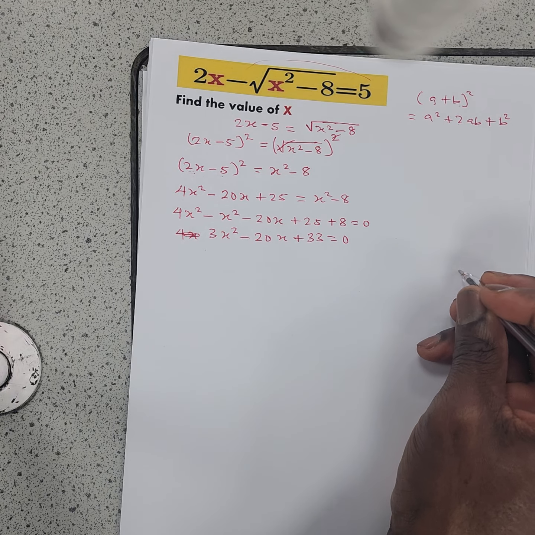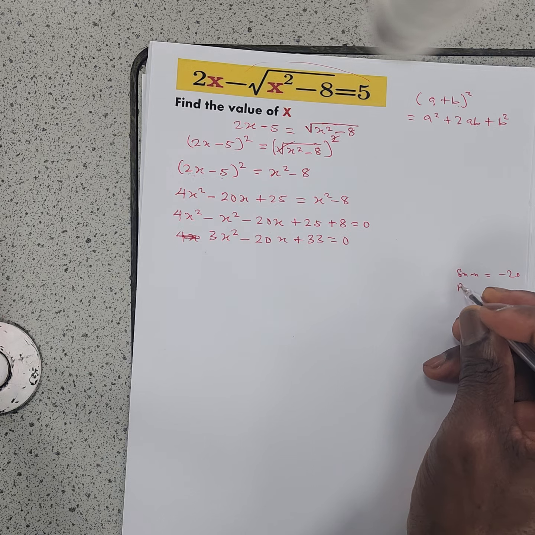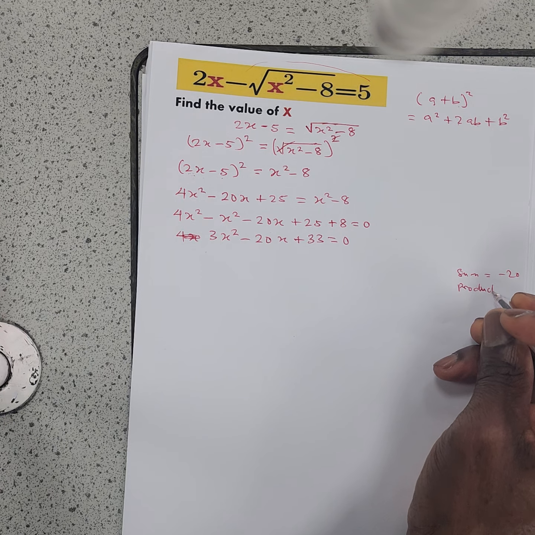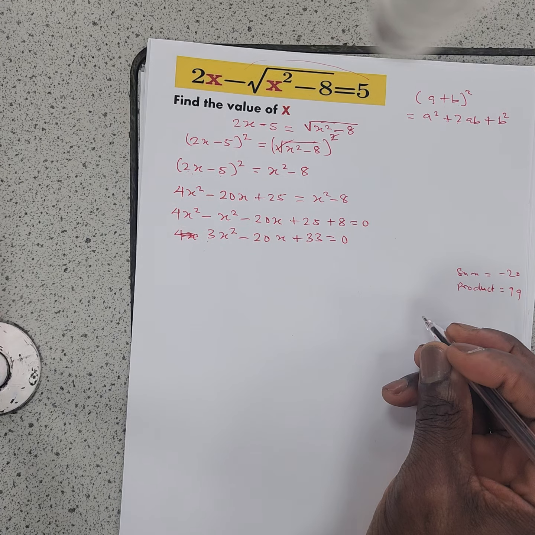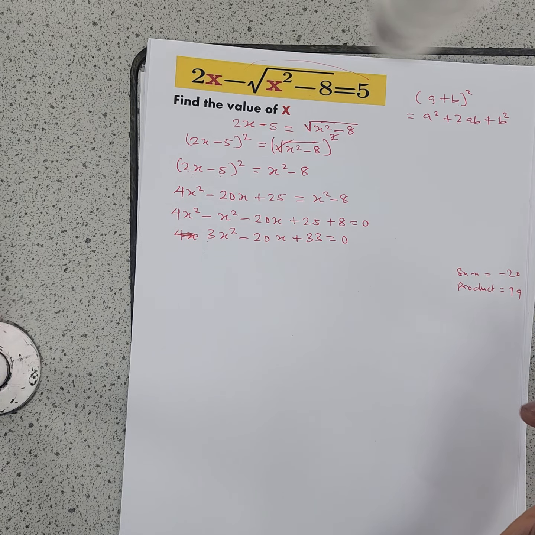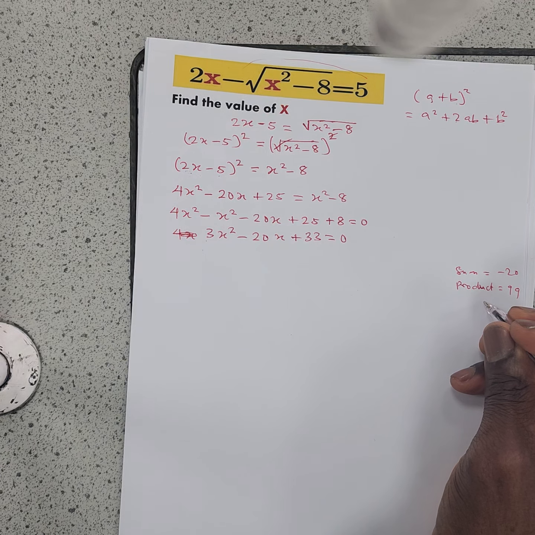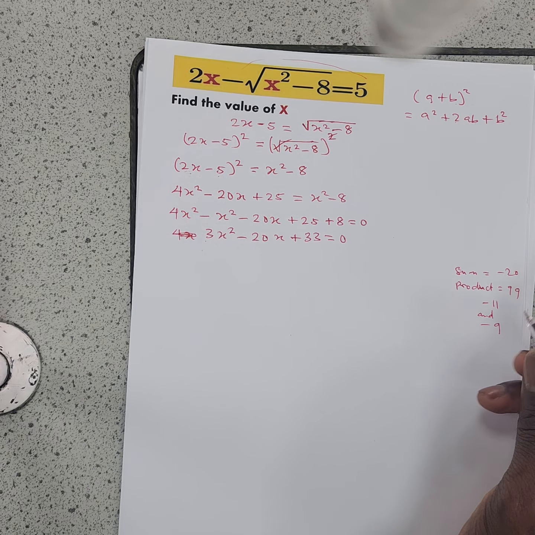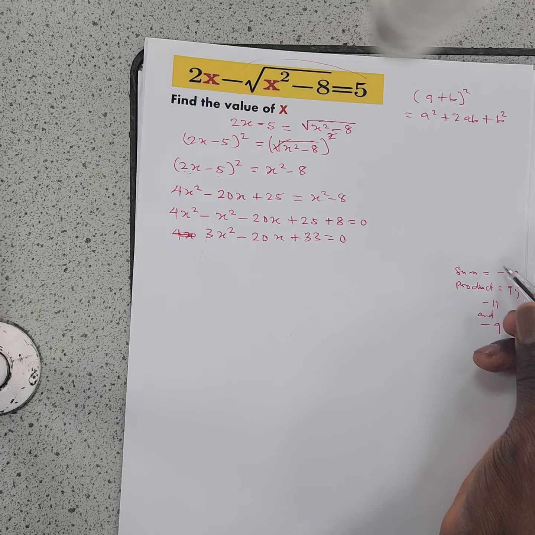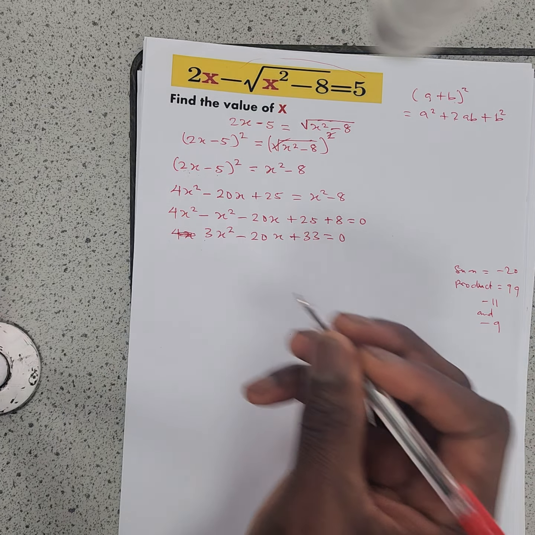The sum is minus 20. The product is 3 times 33, 99. So which two numbers do we need to multiply together to get 99, and when we add them, they will give us minus 20? They must be negative. So we have minus 11 and minus 9. So by the time you say minus 9 minus 11, it will give you minus 20. And then minus 11 times minus 9, it will give you 99.